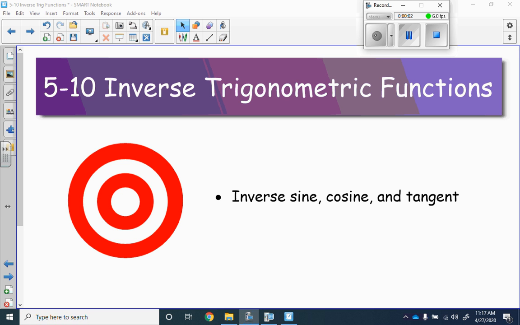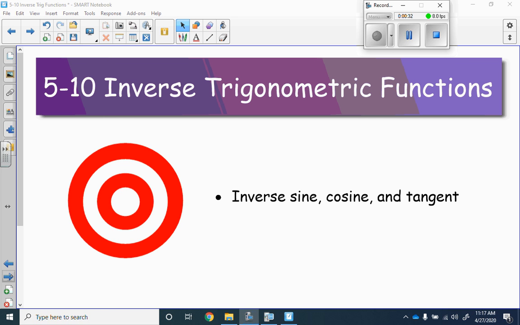Alright, so section 5.10, we're going to be taking a look at the inverse trig functions, which you guys have been doing. When we were finding missing angles of a triangle, you did the inverse sine, inverse cosine, or inverse tangent to help you find the angle. We're going to continue with that, but I also want to show you another notation that might be used, as well as why your calculator only gives you one solution.